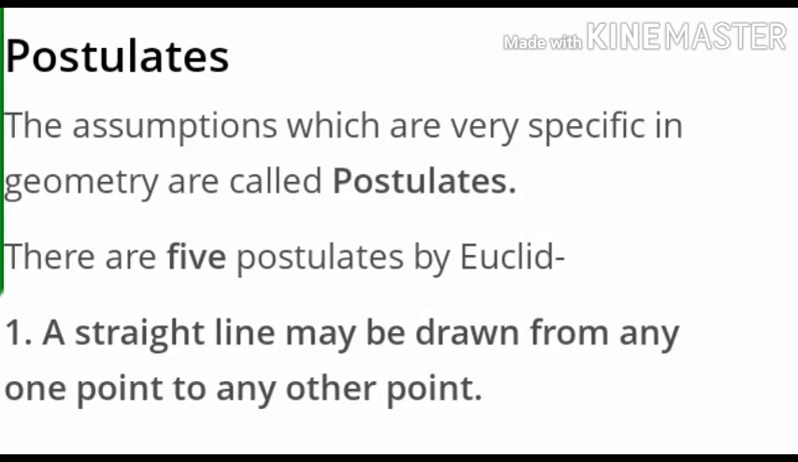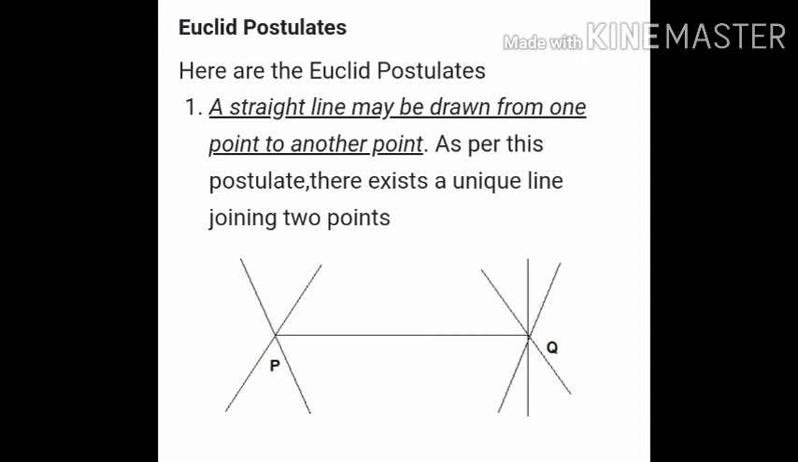Postulates. The assumptions which are very specific to geometry are called postulates. There are 5 postulates by Euclid. The first postulate: there is a unique line that passes through the given two distinct points. In Euclid's terms, to draw a straight line from any point to any point. As per this postulate, there exists a unique line joining 2 points such as P and Q.